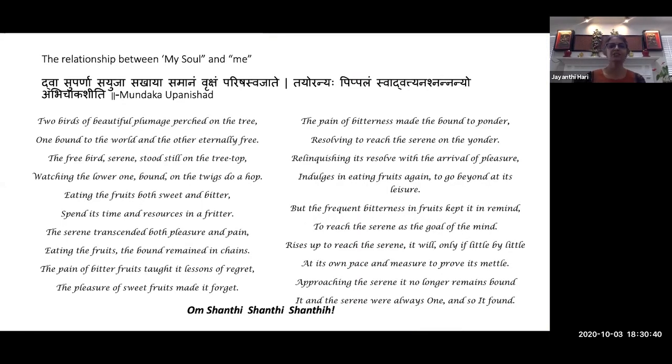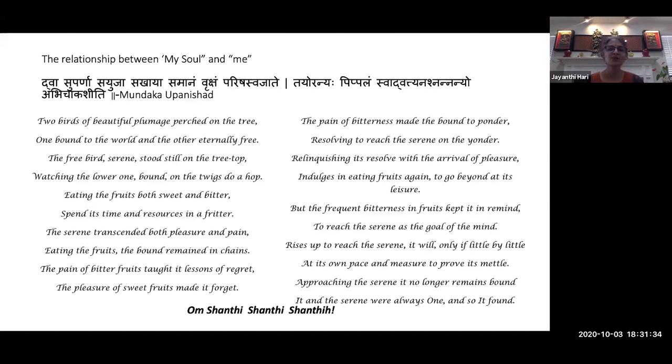I just want to end this presentation with a shloka from the Mundaka Upanishad. Dva Suparna Sayuja Sakhaya Samanam Riksham Parishasvajate Tayor Anyaha Pippalam Swadu Atti Anashnan Anyohu Abhichakashiti. Now, this shloka describes the relationship between me and Brahman. Me, this jiva, actually with all the sheaths, with various kinds of identifications and conditioning, with the Brahman, which is free of all these, free of the conditioning and free of the attributes.